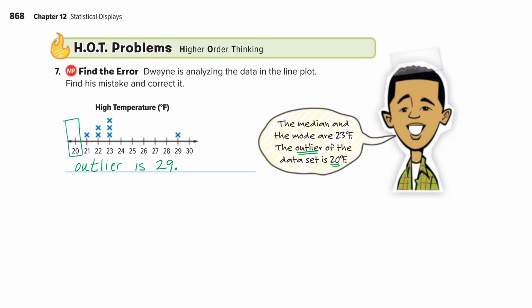Now let's check his other claims. Is the median and the mode 23? Well, the mode is definitely 23 because that's the most. So let's see, is 23 also the median? So we have 21, 22, 23, 23, 23, and 29. And we go left, left, left, right, right, right, so that is true. So the only thing he said that is not true is that the outlier is not 20, it is 29.